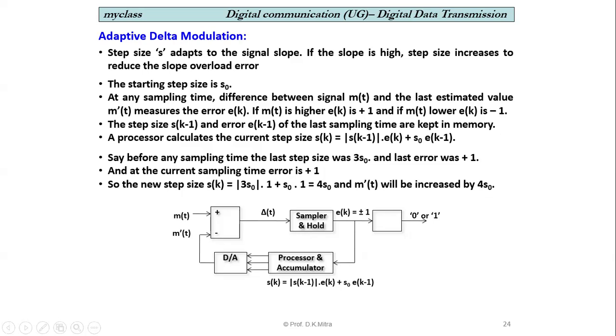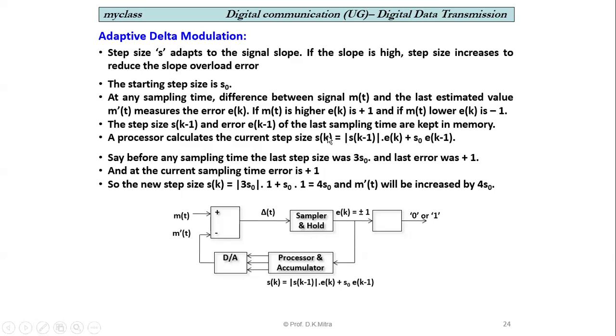So what we have in the circuit: the error in the last sample, whether it was plus 1 or minus 1, and the step size taken in the last sample, whether it was S0, 2S0 or 3S0, are kept in the memory. And this processor and accumulator makes a calculation, which is shown here. It makes a calculation and determines the present step to be taken.